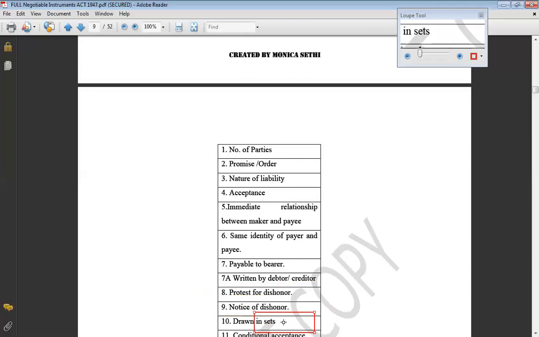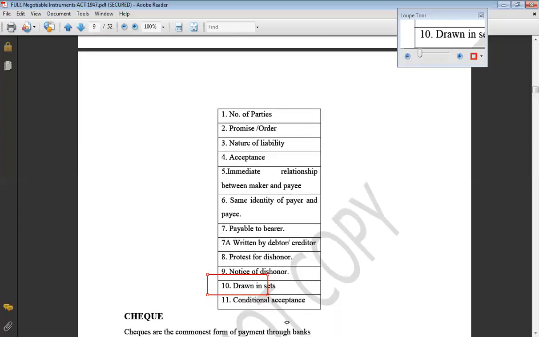Drawn in sets. There is a concept of drawing the bills in sets. So bills are drawn in sets. Promissory notes are never drawn in sets. What these bills in sets are will be explained further in the next topic.